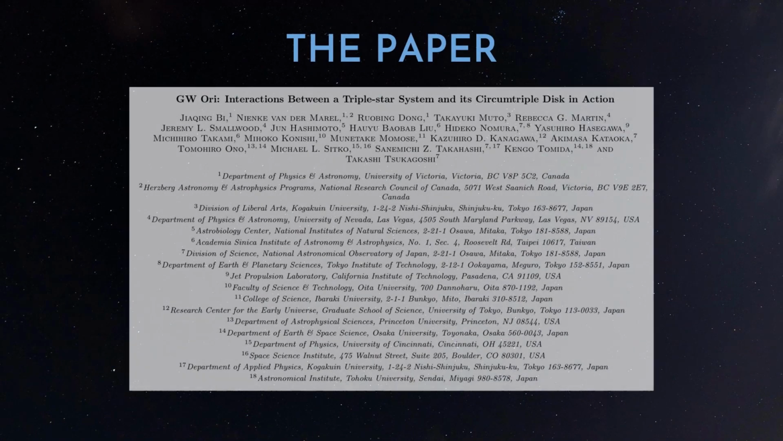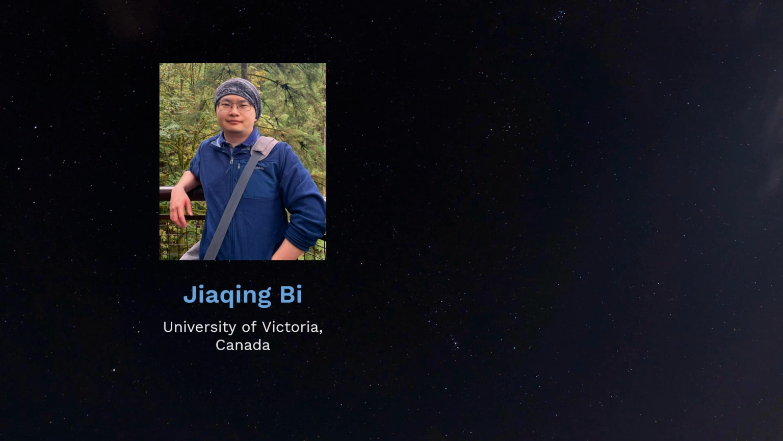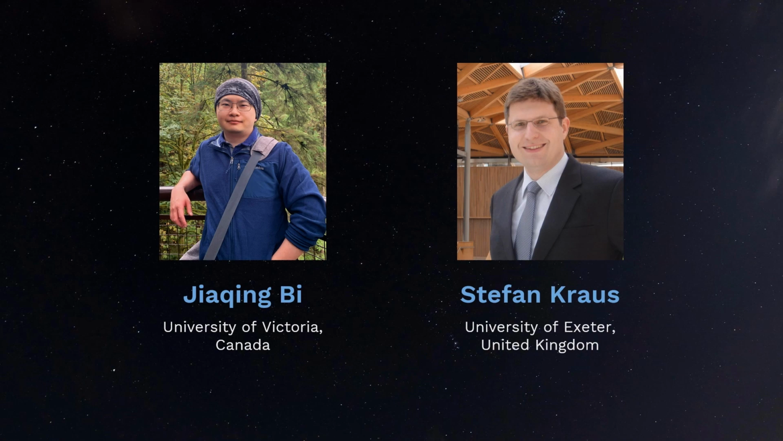Today we will be discussing a research paper titled GW Ori: Interactions Between a Triple Star System and its Circumtriple Disk in Action, published on August 4th, 2020. The main authors of this paper are Jacques B. from the University of Victoria, Canada, and Stefan Kraus from the University of Exeter, United Kingdom.